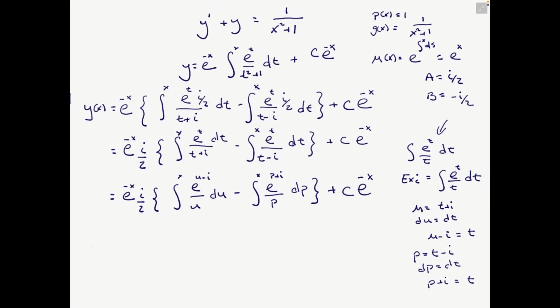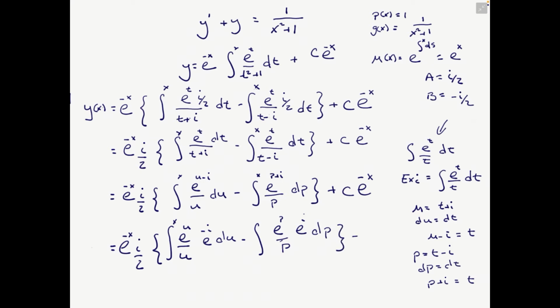And we have e to the negative x I on 2, e to the u on u, e to the I du minus, this is an integral, minus e to the p, this is minus I, and e to the I, and that's on p dp plus c equals c e to the minus x.